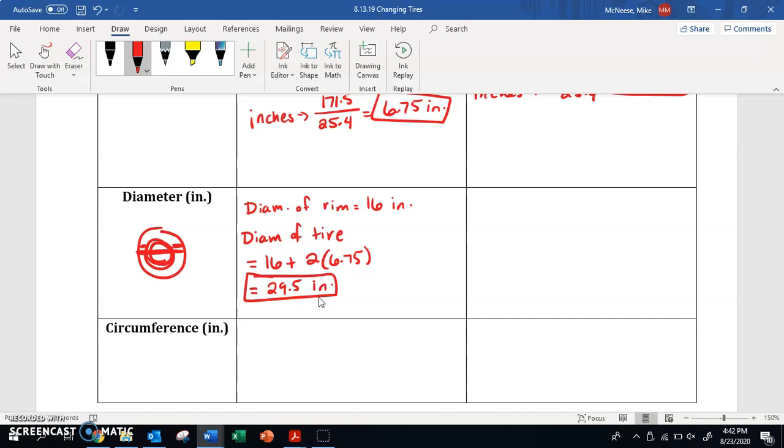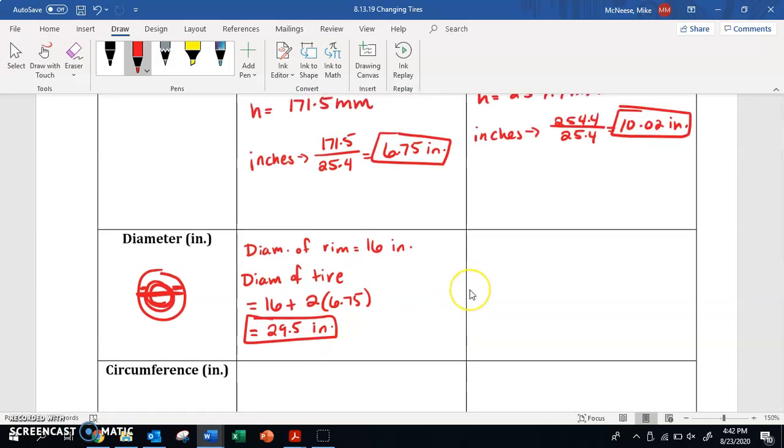And then on this one, the diameter of the rim is 15 inches.